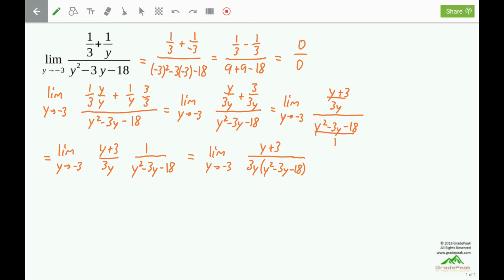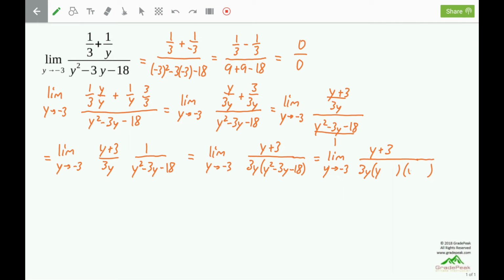And in the numerator, you can see it's a y plus 3. That's making the 0. In the denominator, the 0 is being made by the y squared minus 3y minus 18. There must be a y plus 3 factor in there somewhere as well, because y is going to negative 3 here, and y plus 3 will be making 0. We need to actually further factor that denominator. So the numerator being left alone, the denominator will have 3y times a trinomial factorization.